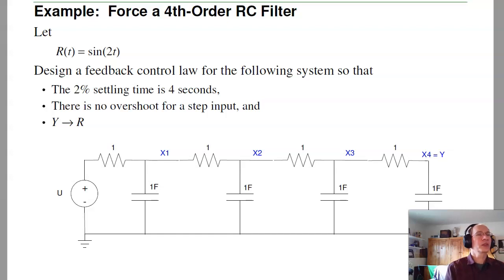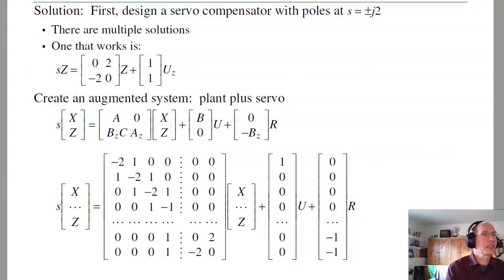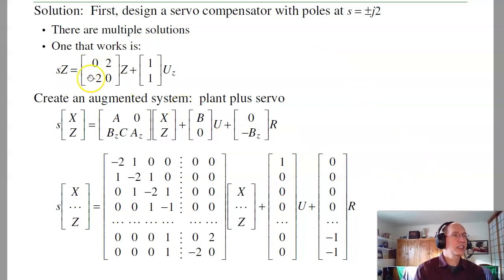So let's do a couple examples. Suppose I have the heat equation and I want to track a sine wave. Design a feedback control law so that I have a 2% settling time of 4 seconds and y goes to r. Now to do that, I'll create an augmented system, the plant plus the servo compensator. First step is to define a servo compensator that has poles at plus minus j2 radians per second because that's the frequency of the input.